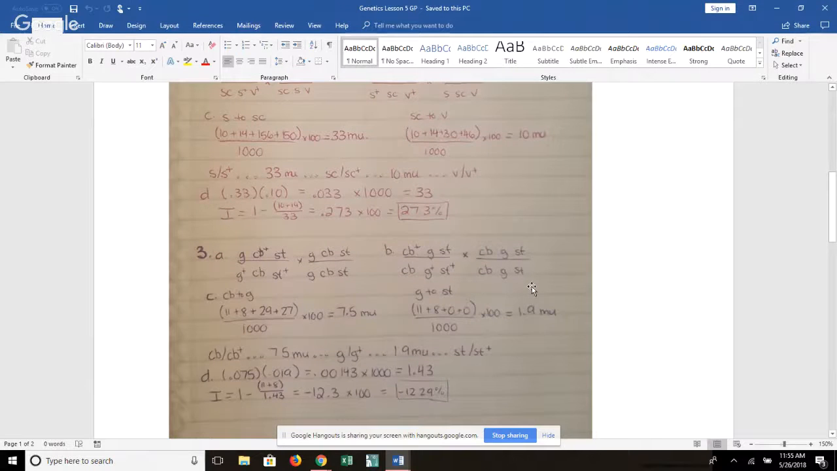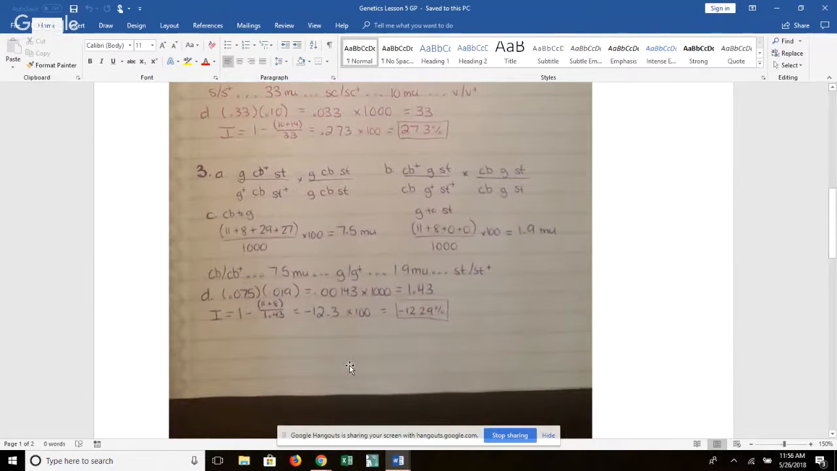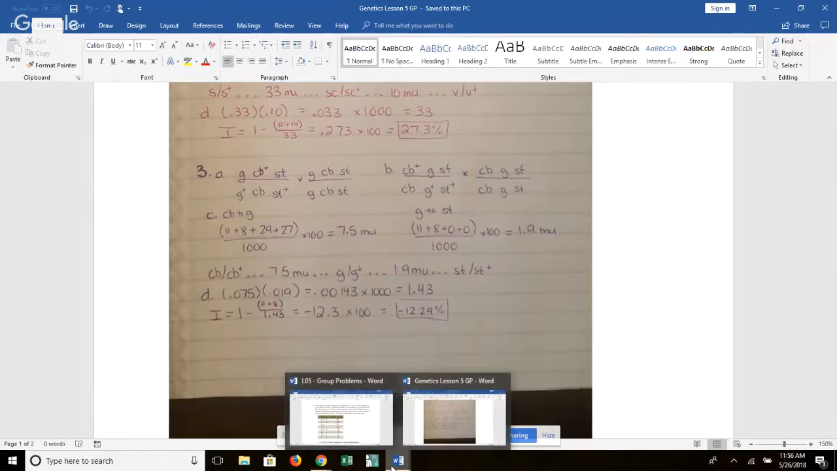For part D, you multiply those again, so 0.33 times 0.1 is 0.033, and we had 1,000 progeny, so that becomes 33 we expect to see. And our interference is 1 minus what we saw, which was 10 plus 14, 24 over 33, which is what we expect. To get 0.273 times 100 is 27.3% interference. Number 3, just like the other two.